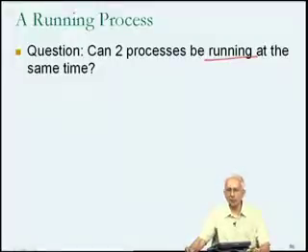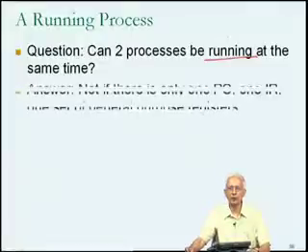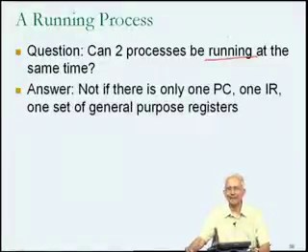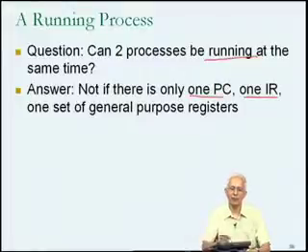Now, the answer to this question should be fairly obvious. We have talked about this before. The answer is that no, it clearly cannot be the case. You cannot have two processes running if your system has only one program counter, one instruction register and one set of general purpose registers. Because for a process to be running, it has to be in a condition where its instructions are being executed. And if my computer system has only one program counter, one instruction register and one set of general purpose registers, then only one process can be running at a time.